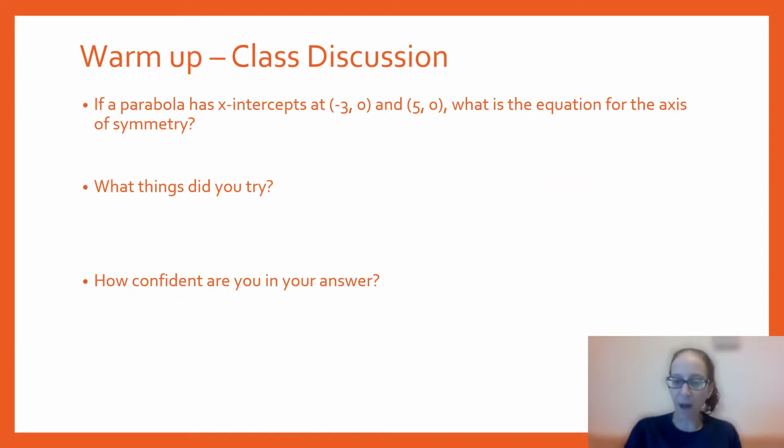So for your warm-up in this lesson, you were given this problem. If a parabola has x-intercepts at (-3, 0) and (5, 0), what is the equation for the axis of symmetry? And what we hopefully did in class was you were given time to really wrestle with this problem and try to figure it out. And we will follow that with a class discussion. So what sorts of things did you try and how confident are you in your answer?